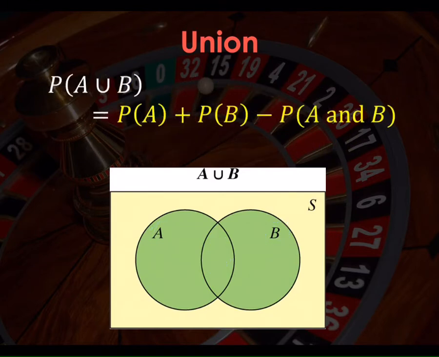So the probability of the union of A and B is equal to the probability of A plus the probability of B minus the probability that both happen. You have to subtract the probability that both happen, otherwise you are double counting this section in the middle. Okay? So don't worry about this formula yet. We're going to get to it in a few minutes, but that's basically what the union refers to.